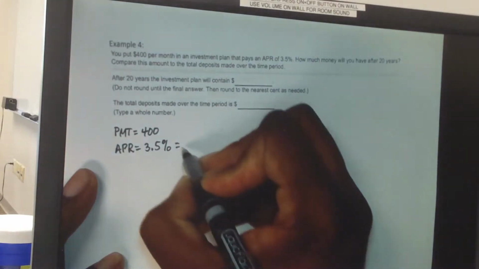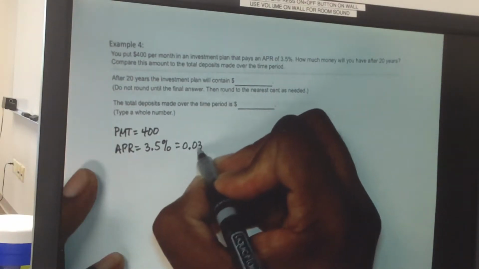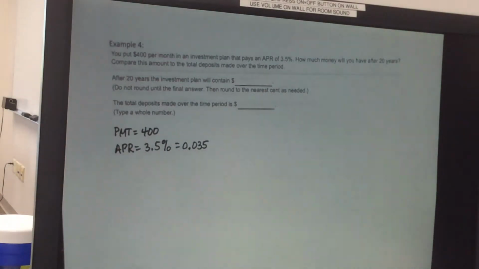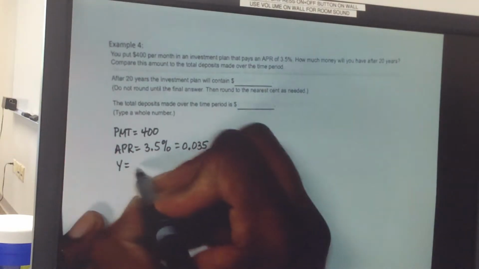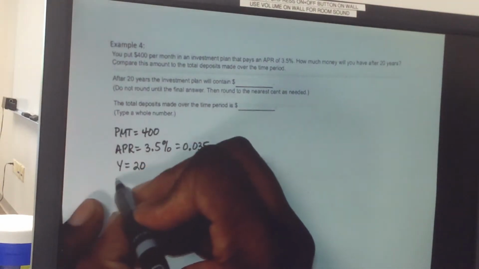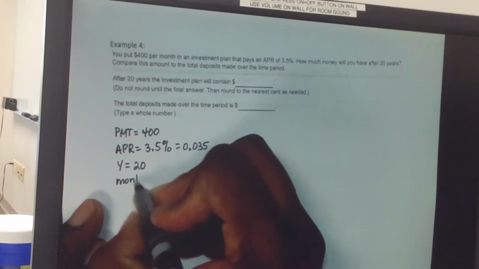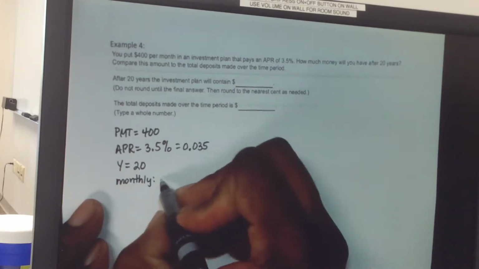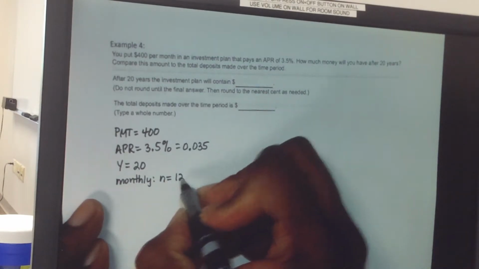Well, 3.5% as a decimal will be 0.035. Again, take 3.5, divide that by 100, you'll get the decimal APR. And after 20 years, that's the number of years. And we're doing this $400 per month, so we're doing this monthly. That means your N is going to be 12.